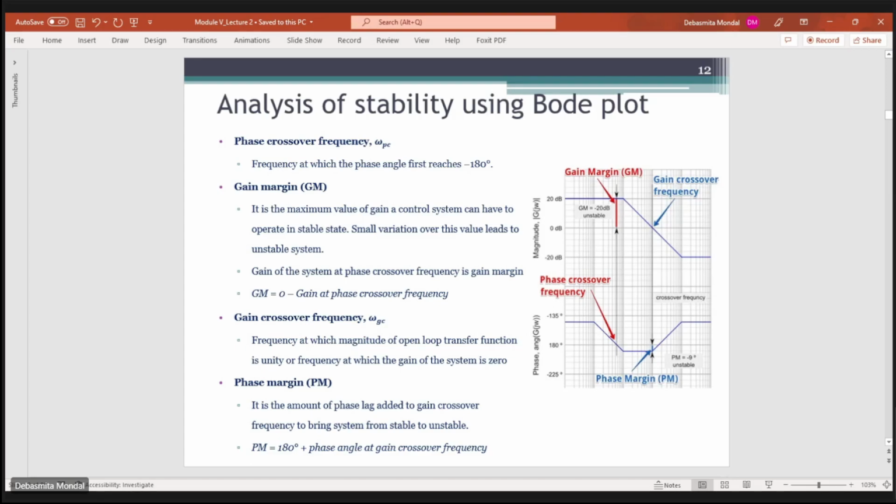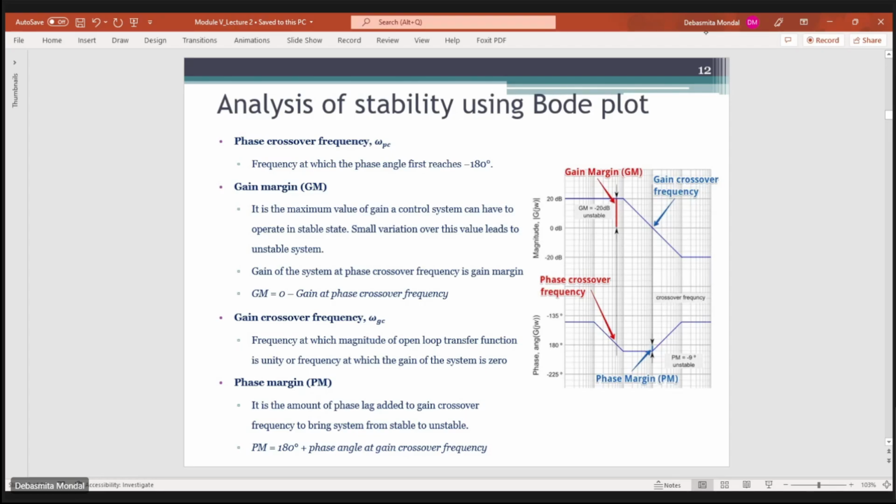Okay, so these are the different frequency response specifications that are usually specified whenever we are analyzing a system in the frequency domain. Now we'll talk about the stability of the system, how we can analyze whether a system will be stable, or how stable it is, the relative stability of the system, using the Bode plot.